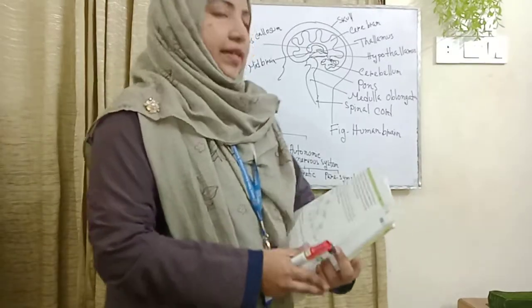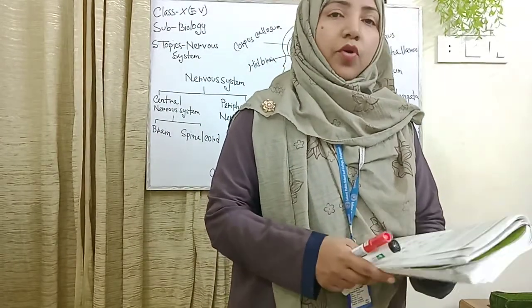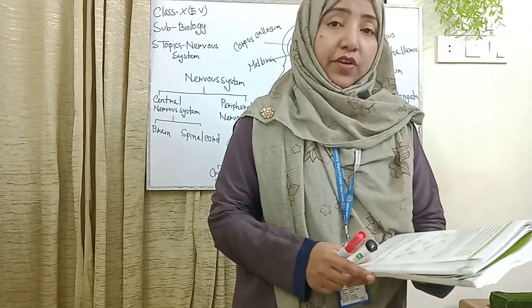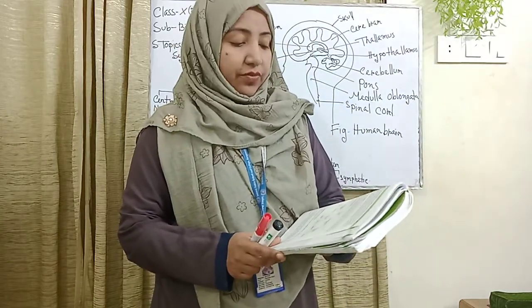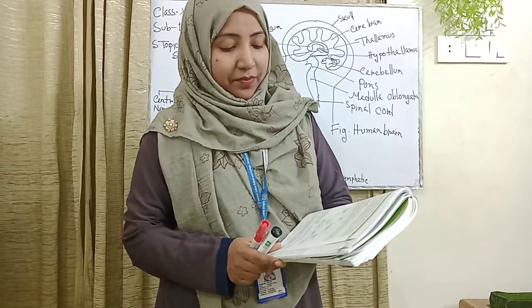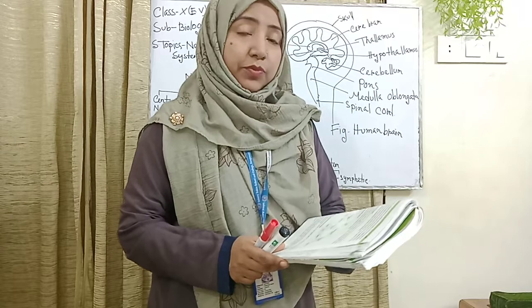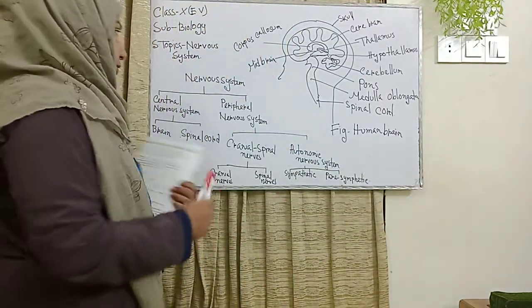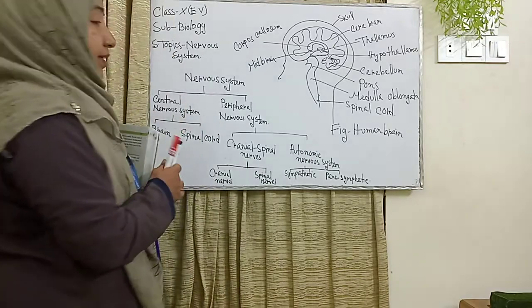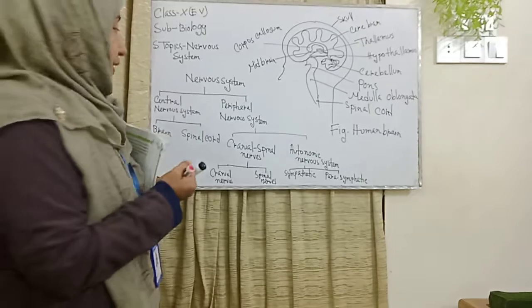Now, what is the nervous system? The nervous system coordinates different organs and systems, carries impulses to different parts of the body, and maintains a relation with the environment by responding to stimuli. Here I have drawn a chart of the nervous system. Please everyone see.